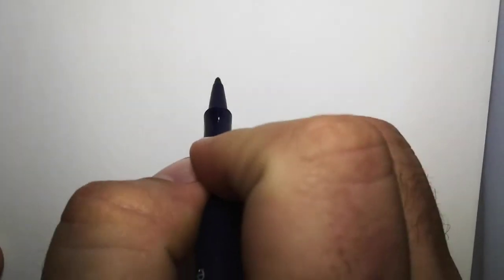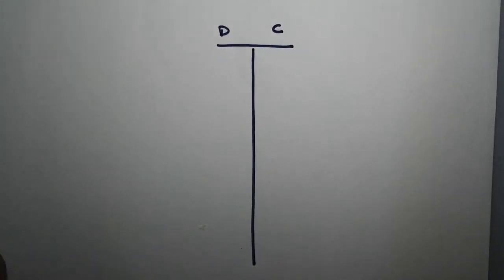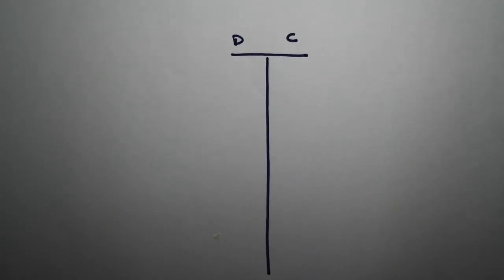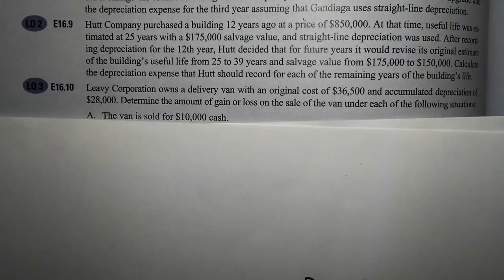All right, so what I want to do first is make a little column here with debits and credits, and then I'll write the account names next to it over here. The first thing I usually do when I get into a disposition problem is eliminate the book value of the asset, with its historic cost going first, and then getting rid of its accumulated depreciation second. So that would entail a debit to accumulated depreciation and a credit to the actual asset that we're getting rid of. So in this case, we look at 16.10, we're talking about the delivery van.